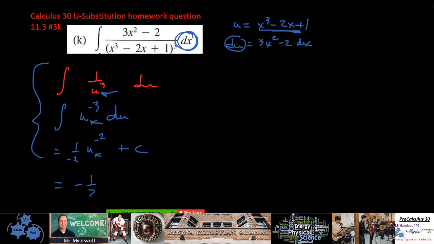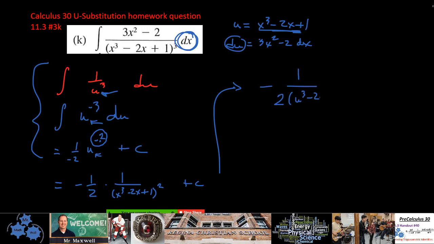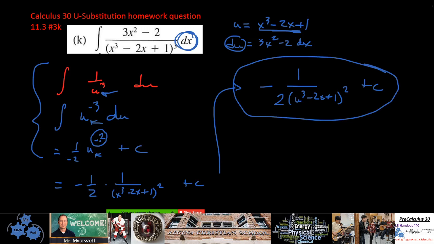So this is negative 1/2. And I'm going to simplify this right here as well and go times really 1 over x cubed minus 2x plus 1 squared plus c, which in turn simplifies further to negative 1 over 2 times x cubed minus 2x plus 1 squared plus c. And I think that should be your solution there for that integral, and I'll just check that out real quick. So yeah, that answer is correct.